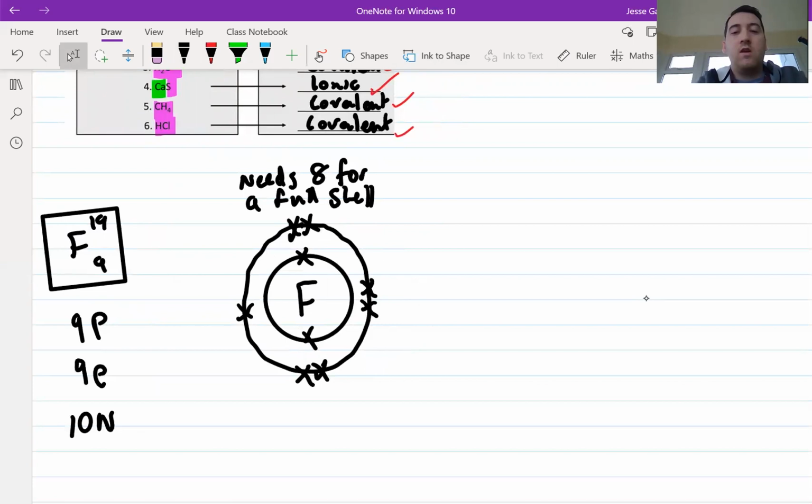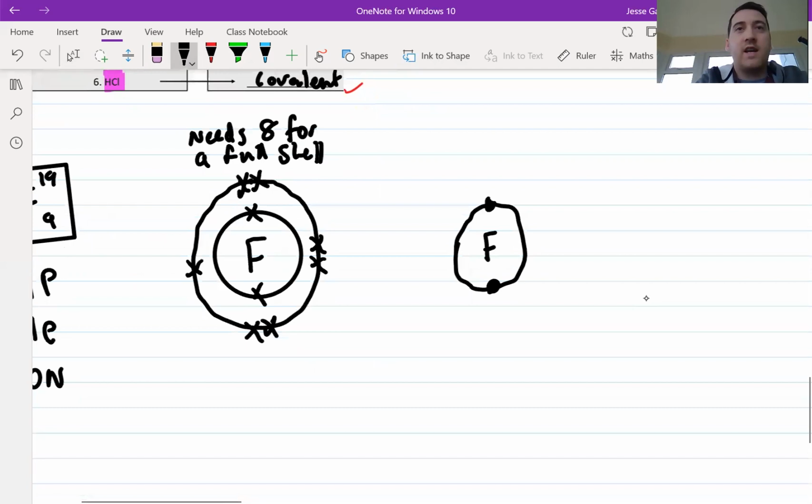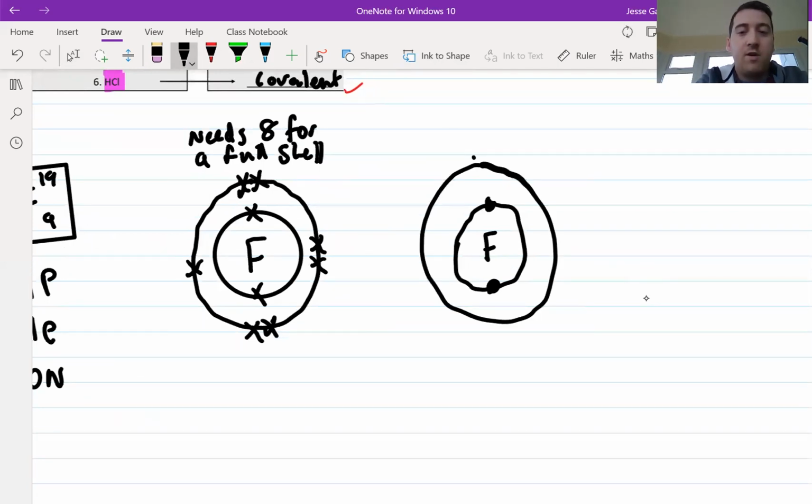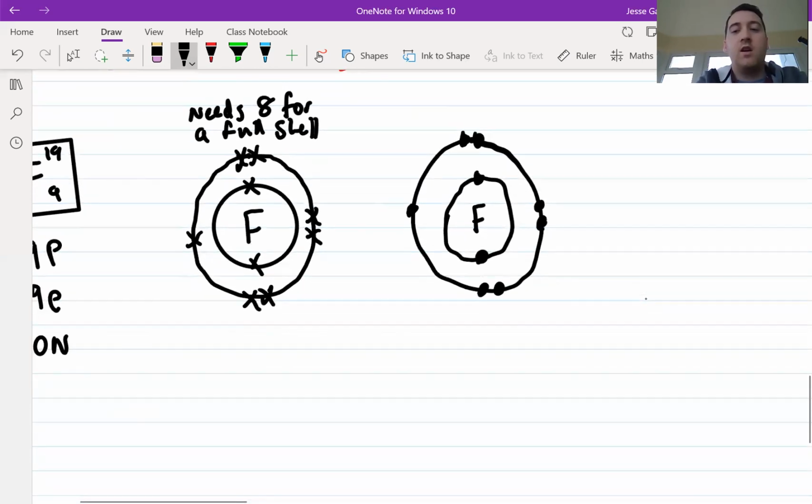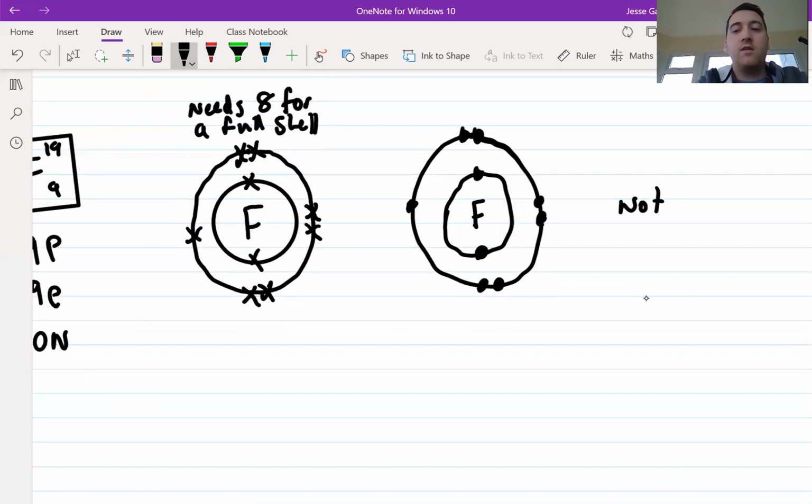Okay, so let's draw another fluorine atom, because we know if it's fluorine, it's going to share electrons with something. So here's a second fluorine atom. I'm drawing it the same way, but you can see I'm drawing dots for this one's electrons to show that they're different from the other atoms. So here is a second fluorine atom. 2 in the first shell, 7 in the second shell. Both of these are not stable. So how can they be stable?